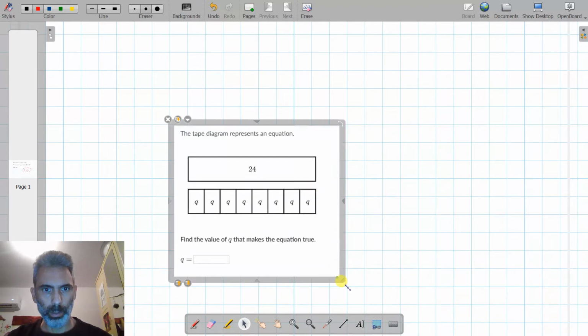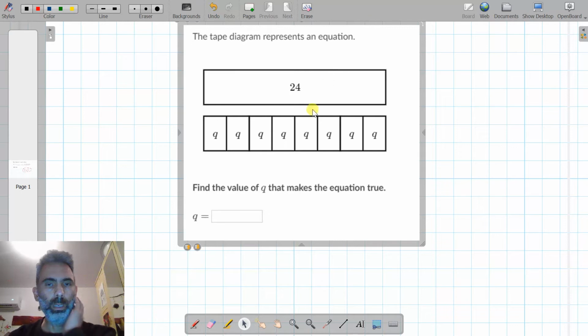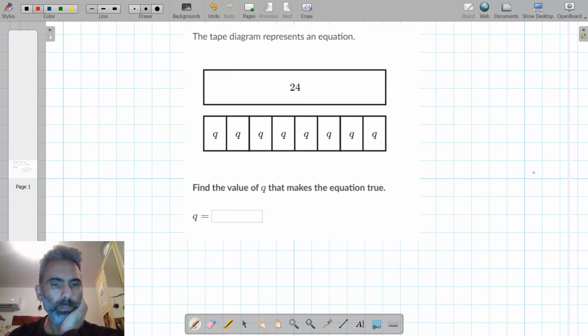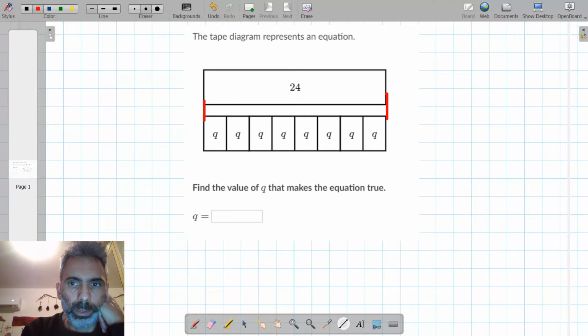Okay. The tape diagram represents an equation. Okay, so we see two blocks here, the upper block and the bottom block, and they have the same length or the same width, and so it means that they both equal 24.